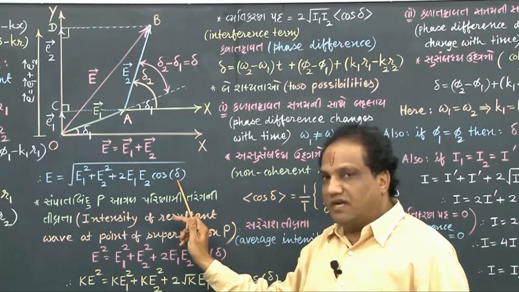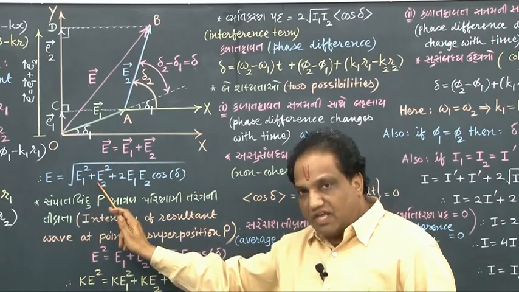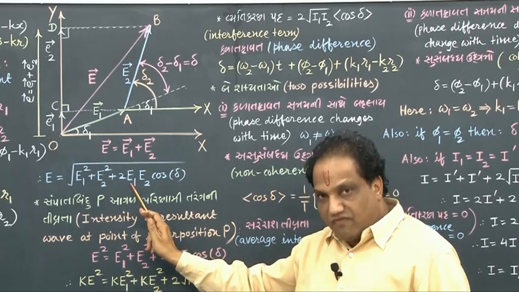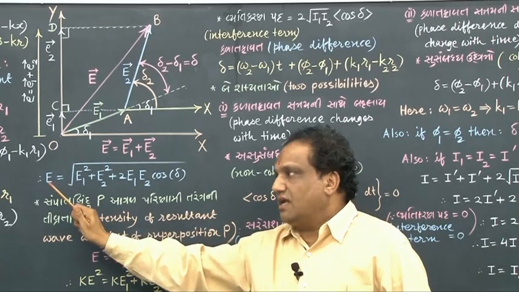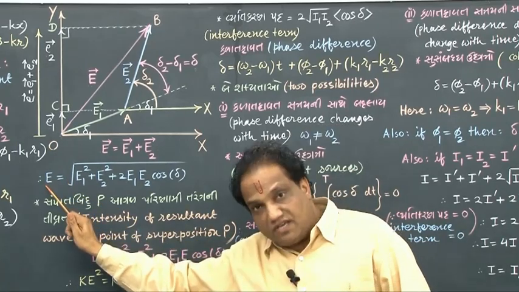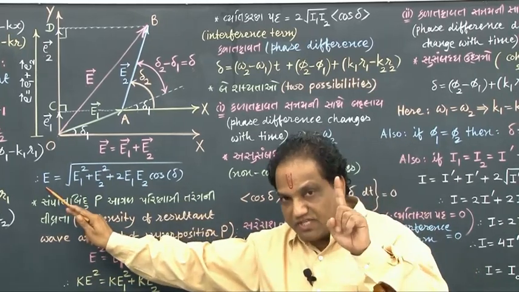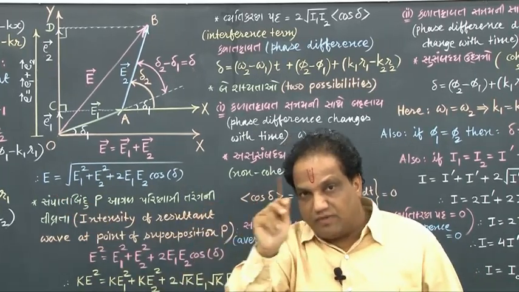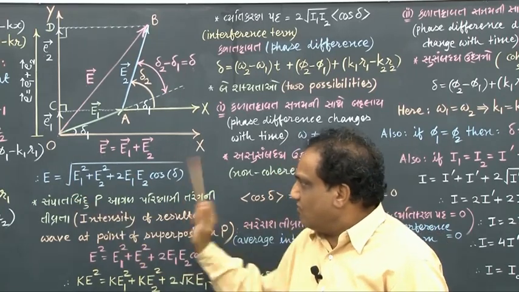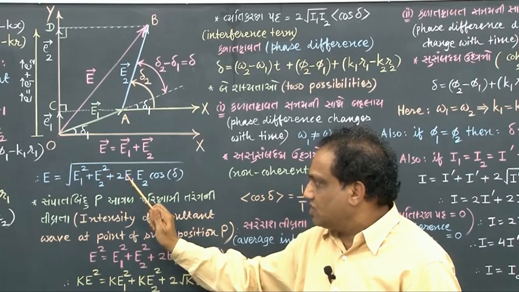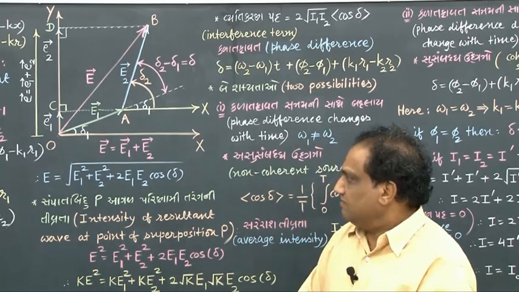So instead of theta I am writing delta, instead of A I am writing E1, instead of B I am writing E2, and instead of capital R I am writing capital E. I repeat, from 11th standard, R equals under root of A square plus B square plus 2AB cos theta, and here E equals under root of E1 square plus E2 square plus 2 E1 E2 cos delta. Correct? Fine.